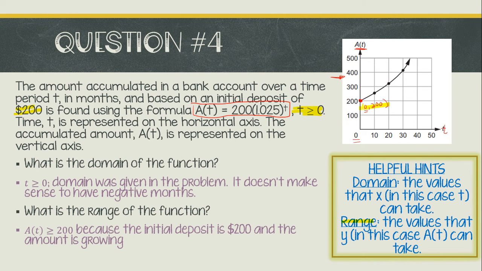Okay, notice since this is exponential, my graph has a nice steady curve to it. So A of T is going to be greater than or equal to 200, and I just put a little explanation in here because the initial deposit is $200 and that amount continues to grow.